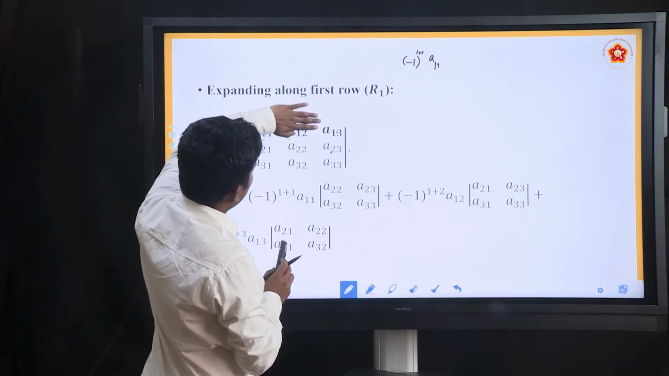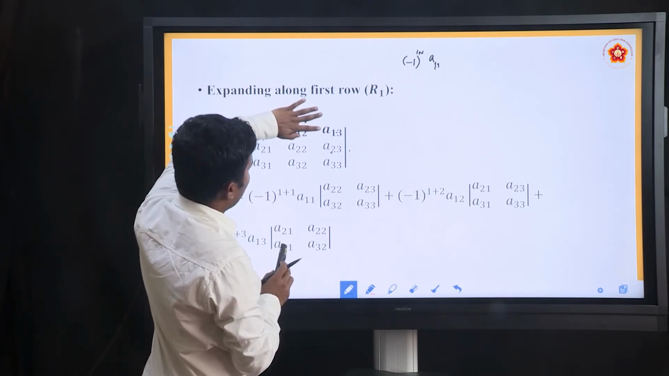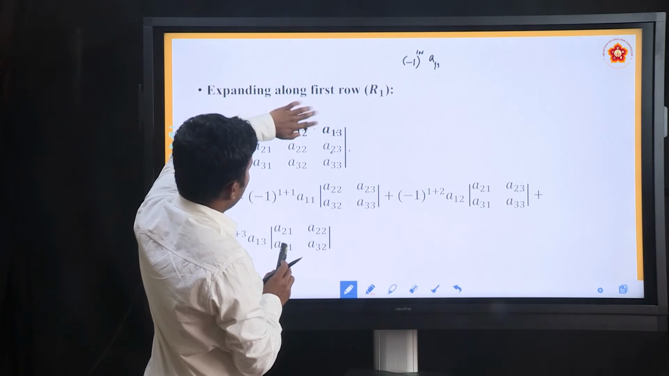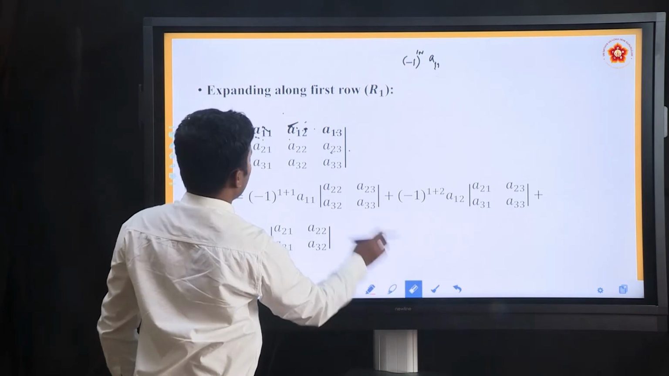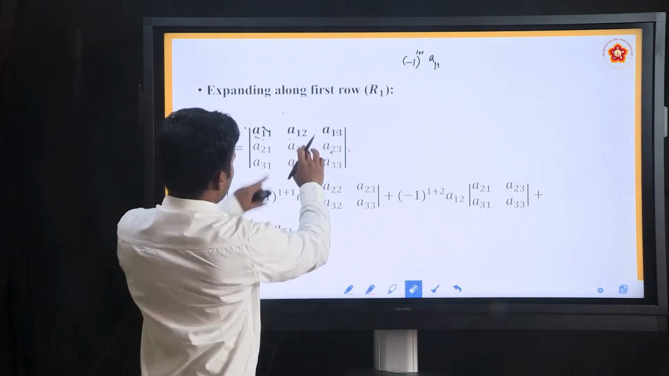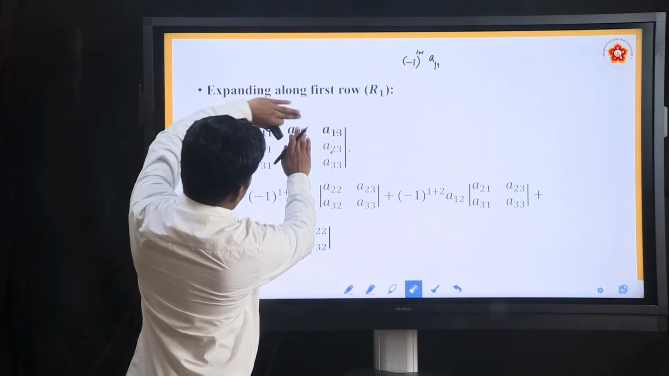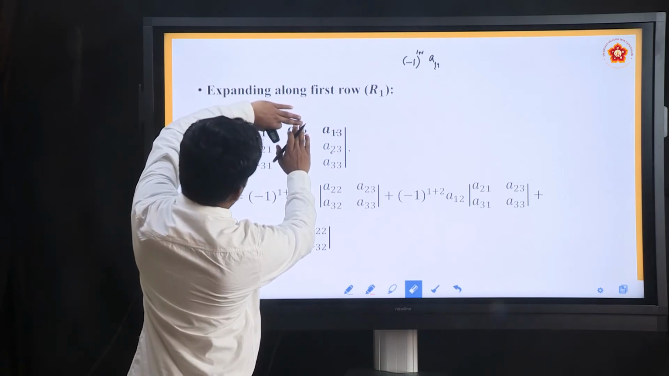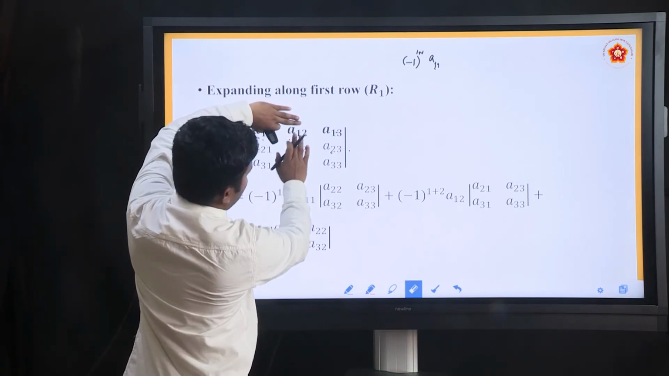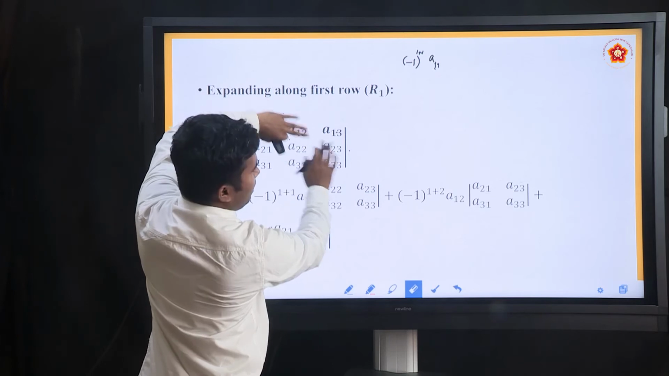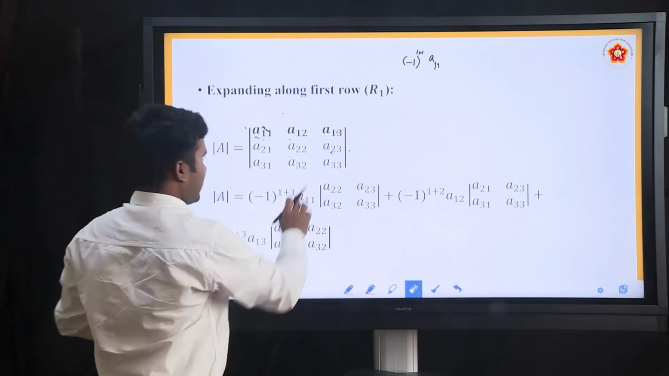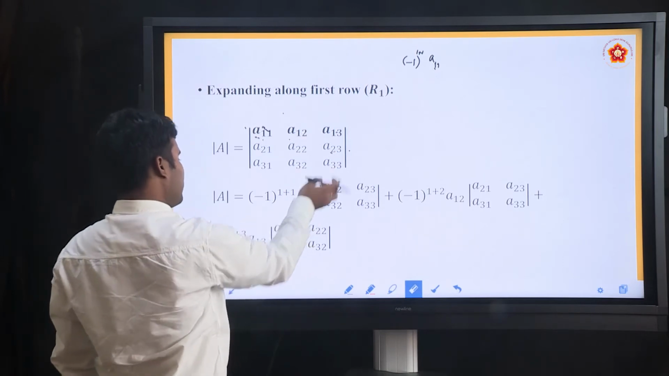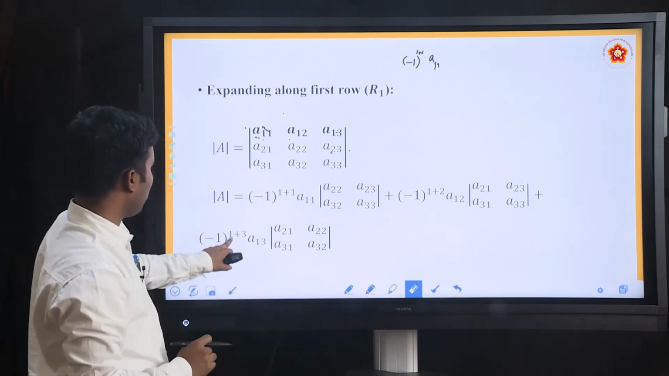And now same thing you have to do. Since you are expanding along R1, you forget about R1, understand. And this element along with C2, so you forget about this C2 and R1. What are the elements we have? A21, A23, A31 and A33. Next, plus A13, you multiply A13 with minus 1 to the power 1 plus 3.